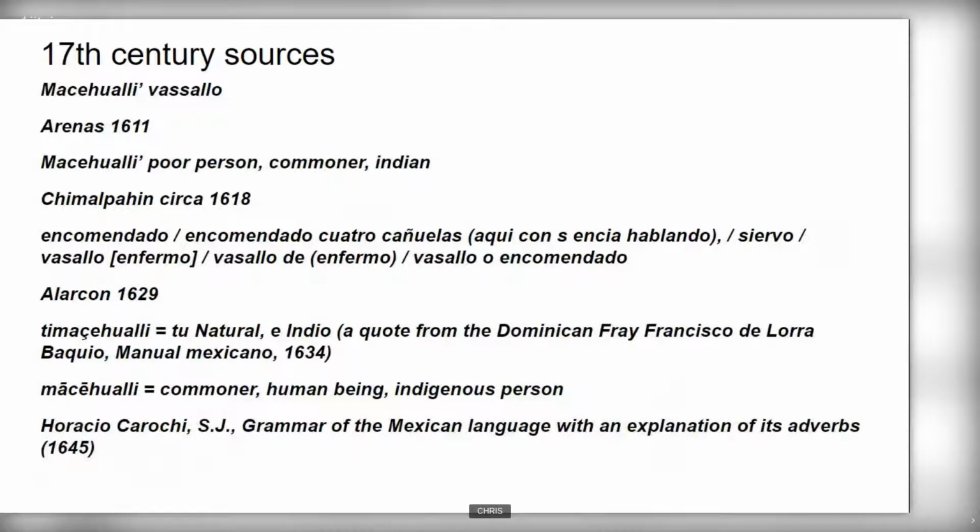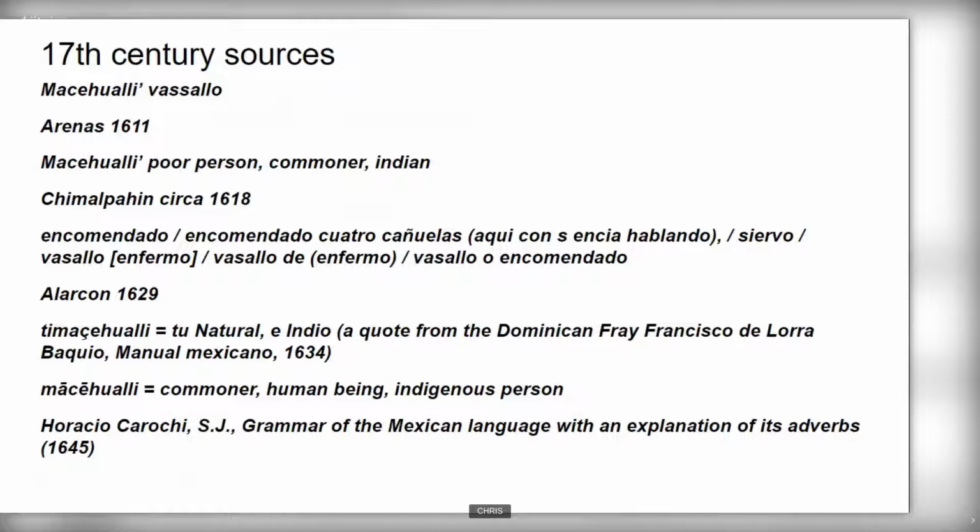As time keeps going, in the 17th century sources, in the 1600s, we see the term start to change. Masewali is still recorded as vasallo or vassal, and Chimalpain starts to record it as a poor person or indigenous person as well. So it still has both senses, commoner, but it's slowly starting to shift into the meaning of indigenous person, right? Alarcon, same thing. He has it as a vassal, but it's starting to shift. Here we see in 1634, it's totally shifted to natural or indio, at least by this author.